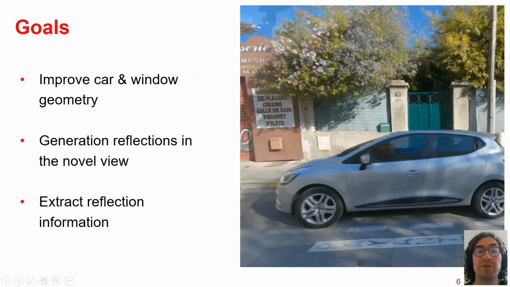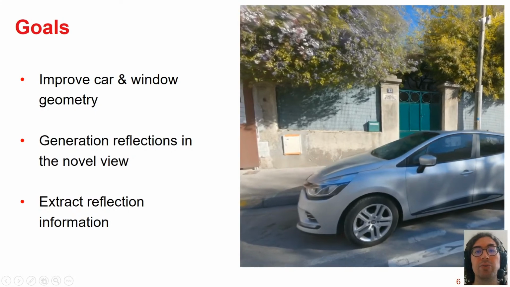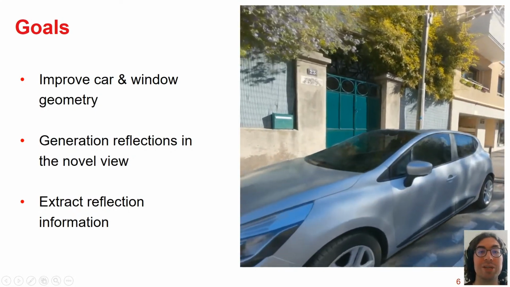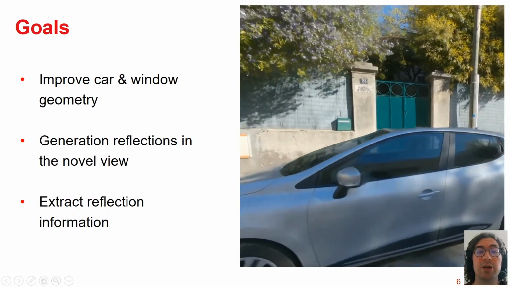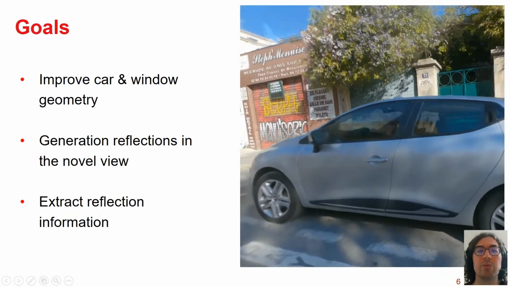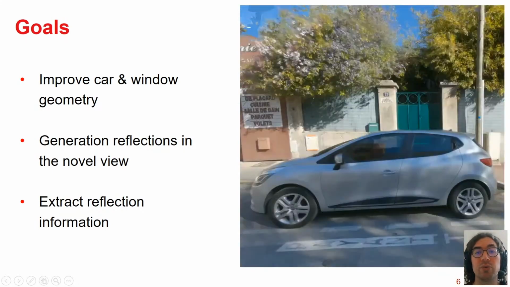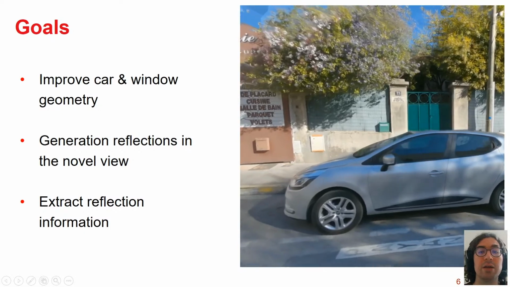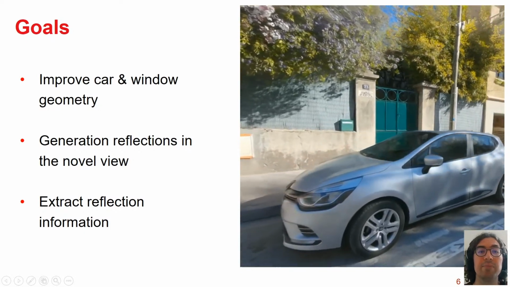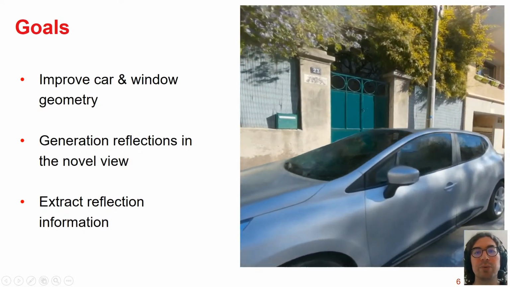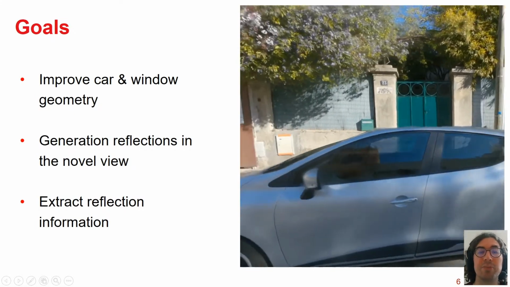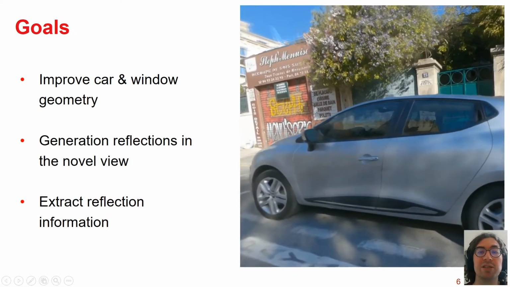To be able to provide interactive exploration, we need three things. We need to improve the car geometry and recover the windows. We need to be able to generate reflections when the user moves around the street using our input image data. And this requires us to separate reflection information from the background and the transmitted interior in the input images.